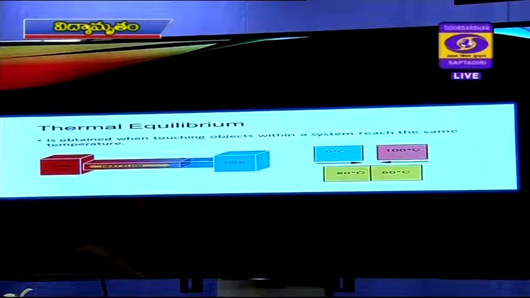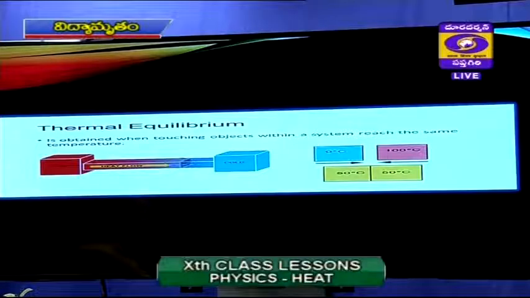Now, let us discuss what is thermal equilibrium. Heat transfers from a hot body to a cold body, already we know, no? That means it will flow until it attains a common temperature. When it attains a common temperature, there will be no transfer of heat, no heat flow. That means the temperature is constant.